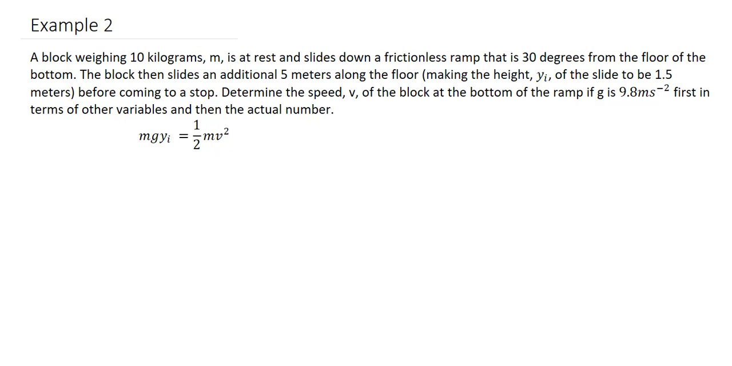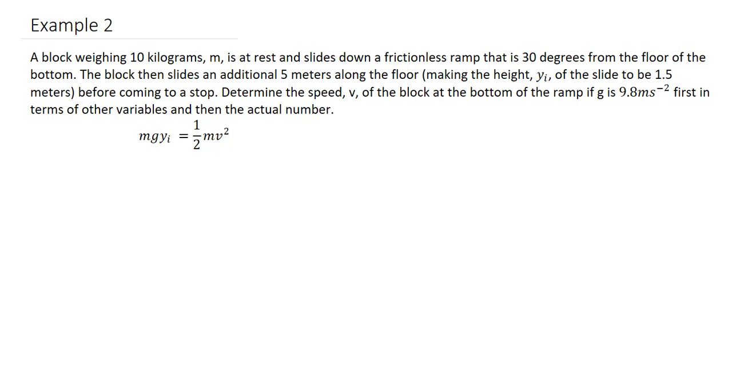Example 2. A block weighing 10 kilograms, which is our mass, is at rest and slides down a frictionless ramp that is 30 degrees from the floor at the bottom. The block then slides an additional 5 meters along the floor, making the height y, which is y initial, of the slide to be 1.5 meters before coming to a stop. Determine the speed, which is our v, of the block at the bottom of the ramp if g is 9.8 meters per second squared. First, in terms of the other variables and then the actual number.